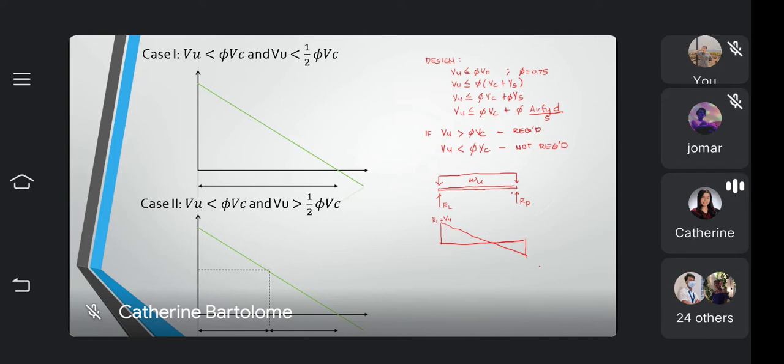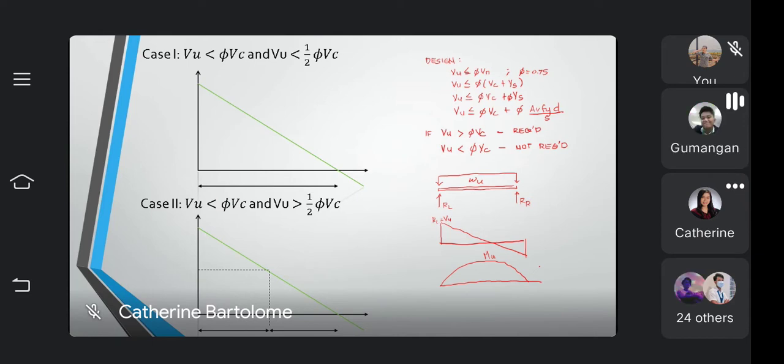Pag sa moment, critical tayo sa gitna because nasa gitna yung maximum moment natin. Okay? Ito yung maximum moment natin. While for shear, zero shear tayo sa gitna. Kaya magpo-focus tayo dito sa maximum shear capacity or strength, which is at the support. Okay, so kung mapapansin nyo, that is just based on your shear and moment diagram. Right?